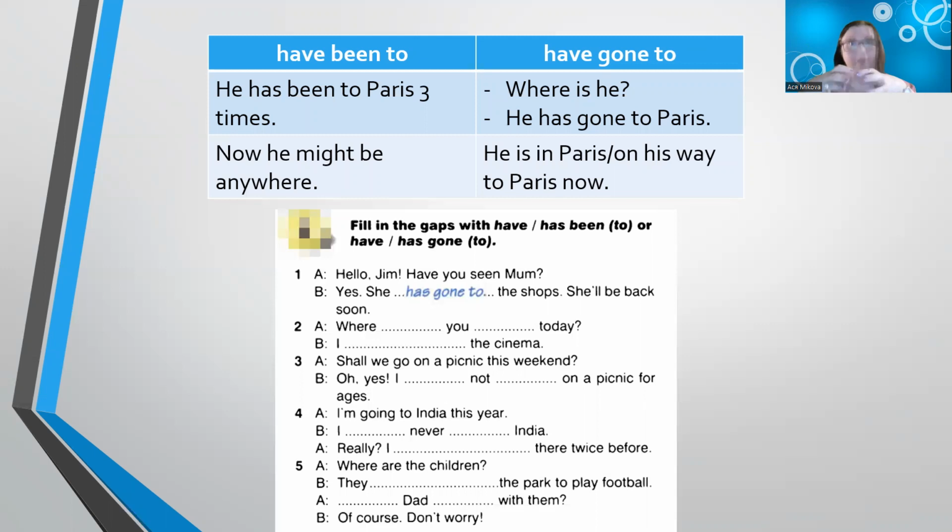Now he's not here because he has gone to Paris. Have been to, бывал, ездил, ходил. So that will be have gone to. Can you feel the difference? To check it, you can try to do the exercise here. As usual, pause the recording, do the exercise, and then go on.